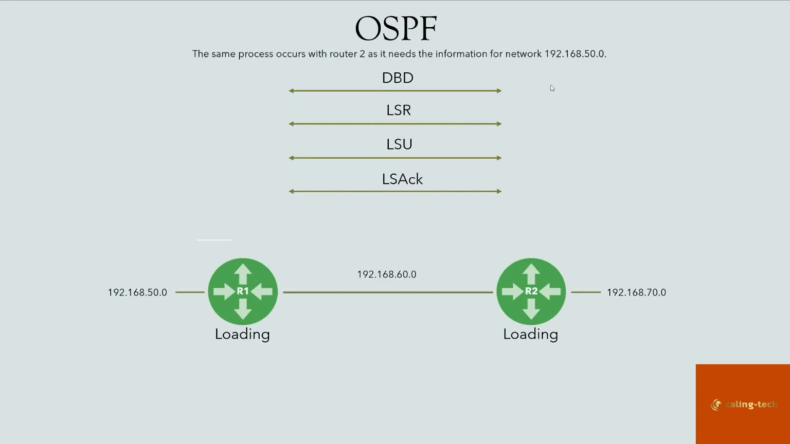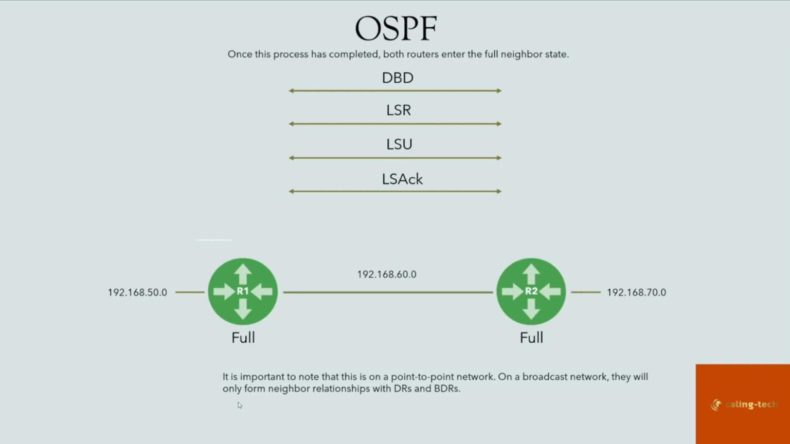This same exact process occurs with router 2 as it needs the information from router 1 for the 192.168.50.0 network. So the same process of viewing the database descriptor, examining it, sending a link state request, and a link state update is responded with by router 1, and router 2 responds to that with a link state acknowledgement. Once that process has been completed, both routers can now enter the full neighbour state. Again, it's important to note that what we're looking at here is a point-to-point network. On a broadcast network, they will only form relationships with DRs and BDRs.